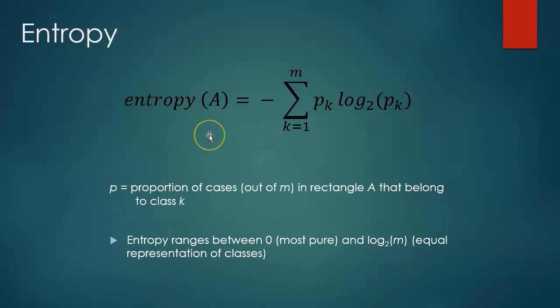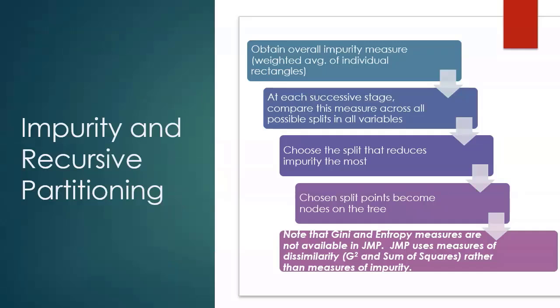Unfortunately, none of these measures are available in JMP, because JMP uses 2 other metrics to qualify when a node gets split. So in JMP, we'll be using a measure of dissimilarity called G square or logworth to see where the split happens. But the basic idea is still the same. We obtain an overall impurity measure of each individual split. At each successive stage, we compare this measure across all possible splits and then choose the split that reduces impurity the most.